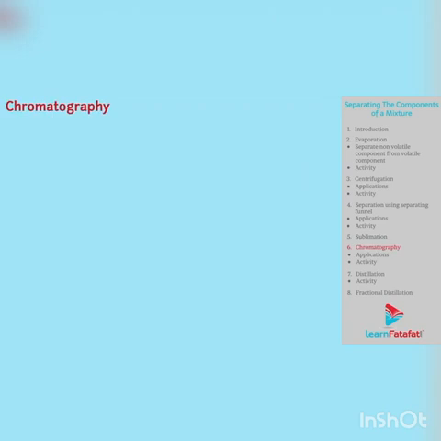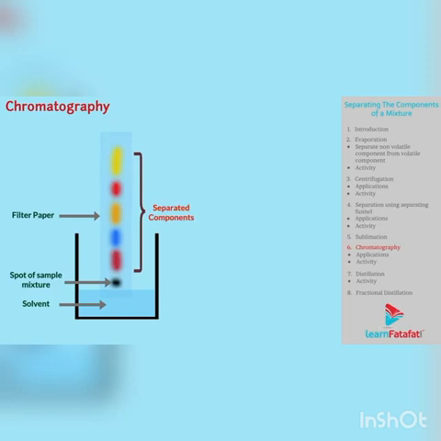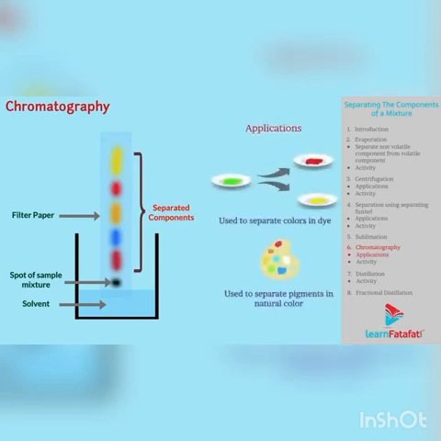In this method, a spot of sample mixture is applied on filter paper and then the filter paper is placed in a solvent. Components in the mixture which are more soluble in the solvent rise faster on the filter paper, thereby separating all components from the sample. Application. Let us now have a look at the activity.